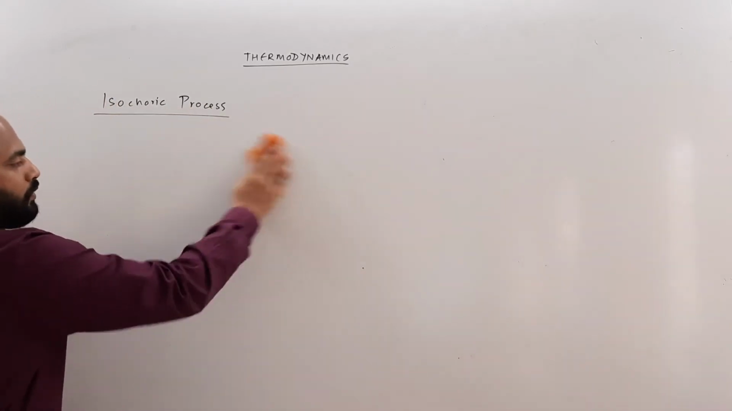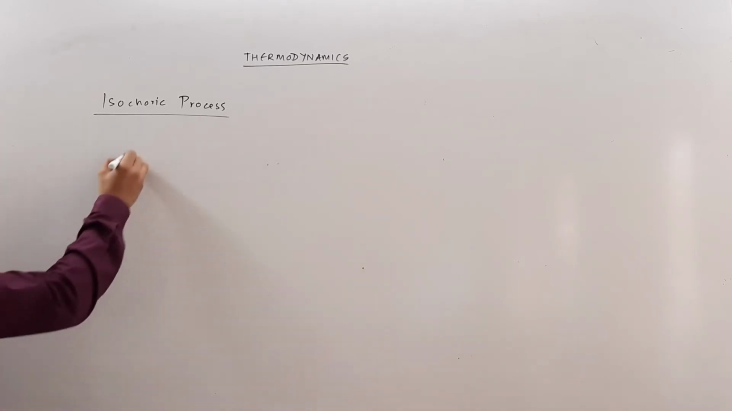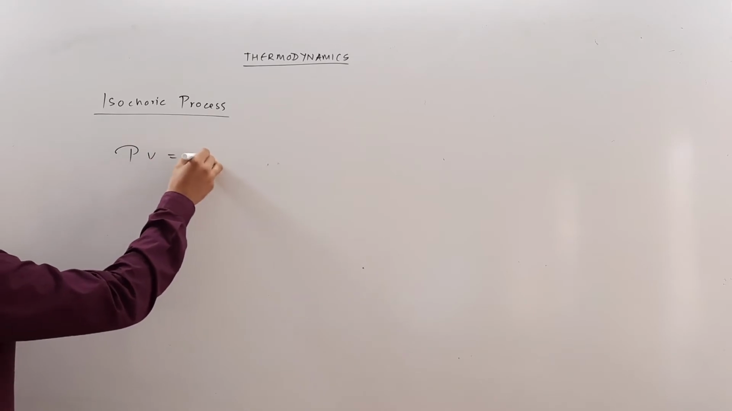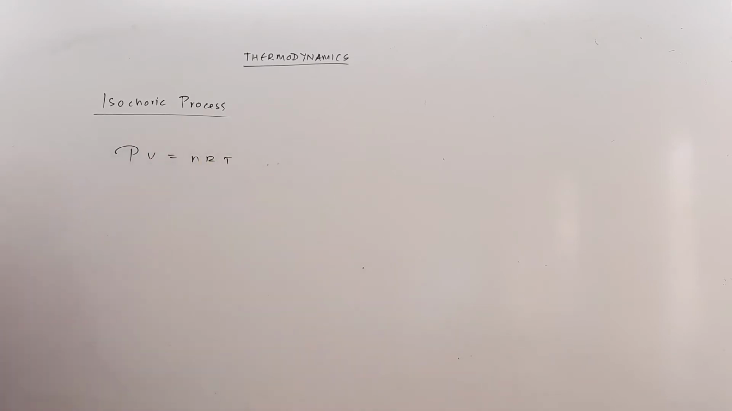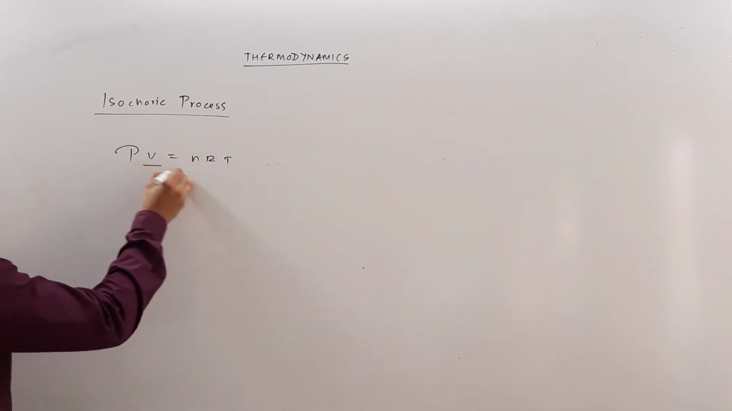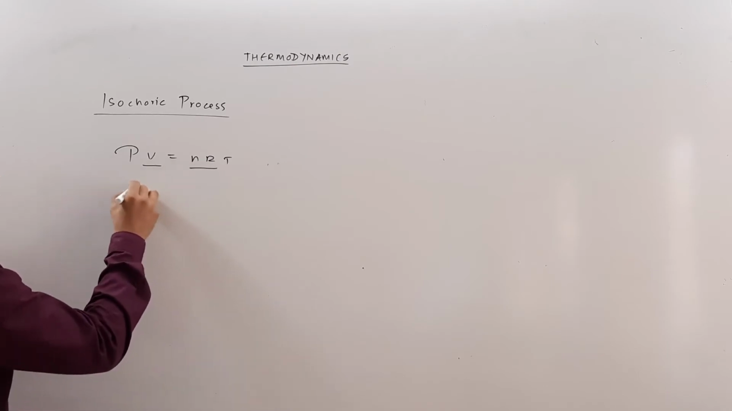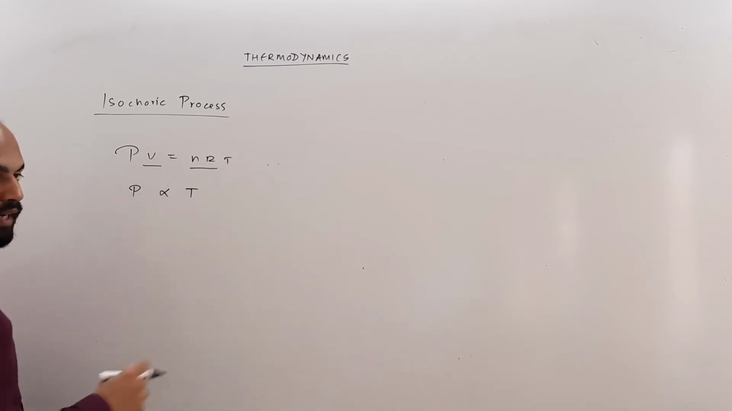So let's analyze the equations now. First, let us draw the graph. The very first thing that we're going to do is analyze this equation. Now the volume is remaining constant, so volume is constant and nR is constant. It means that pressure is directly proportional to temperature.